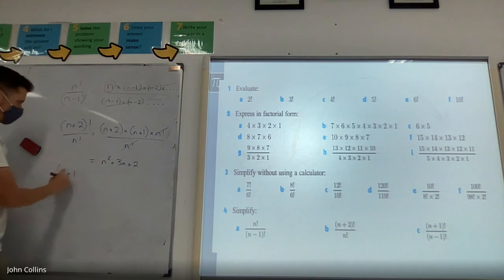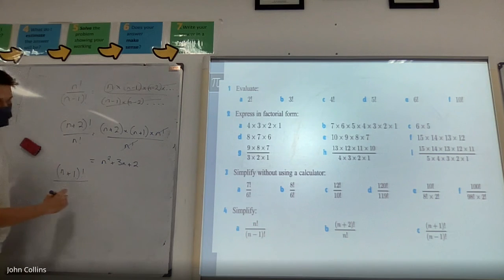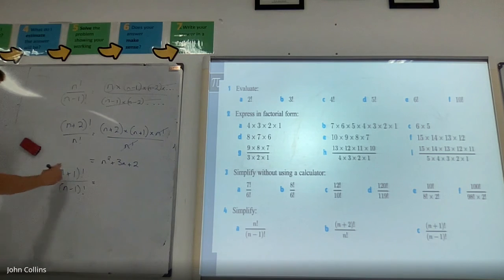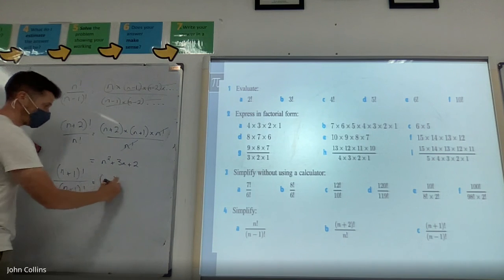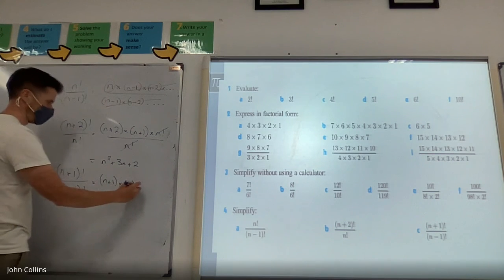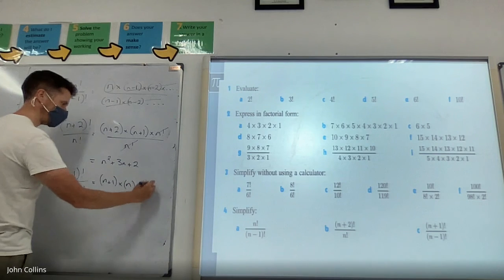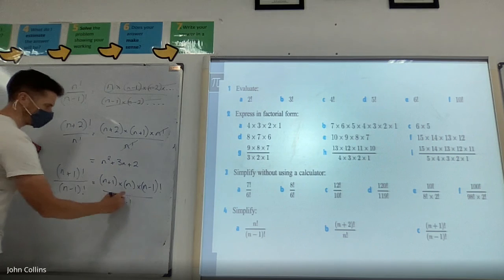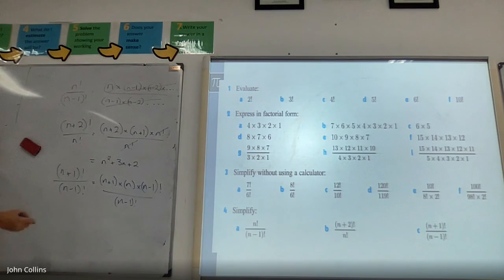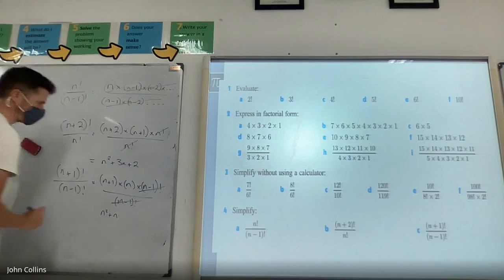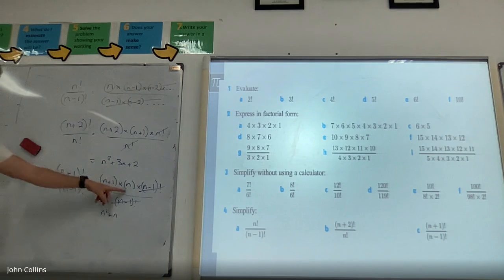Okay, and the last one, n plus 1 factorial divided by n minus 1 factorial. This one is n plus 1. The next term then is 1 less than that, so that's just n, isn't it? Multiplied by n minus 1, and it goes on, or I can just write factorial, all over n minus 1 factorial. I didn't need to expand those again, because once again, that cancelled that. Now we're left with n squared plus n, when I multiply these two.